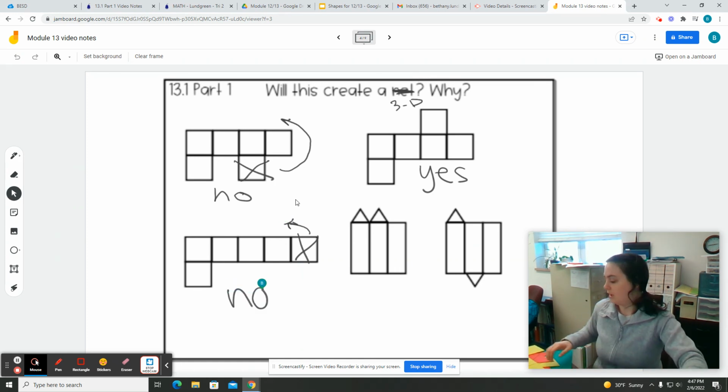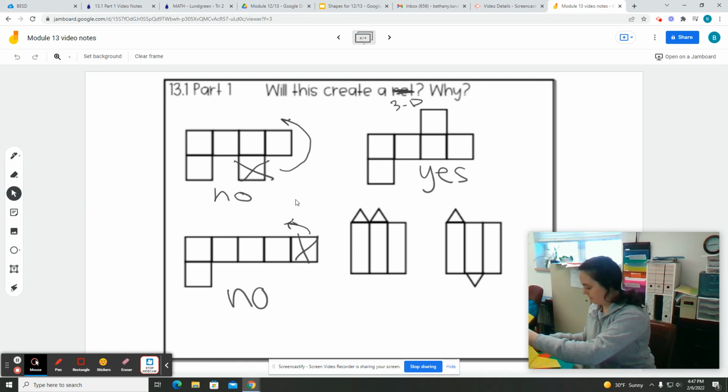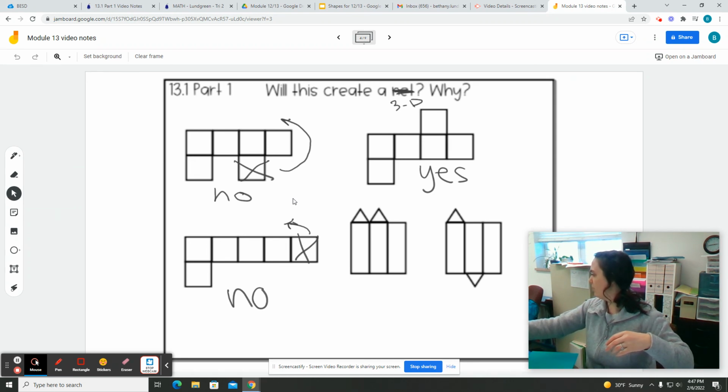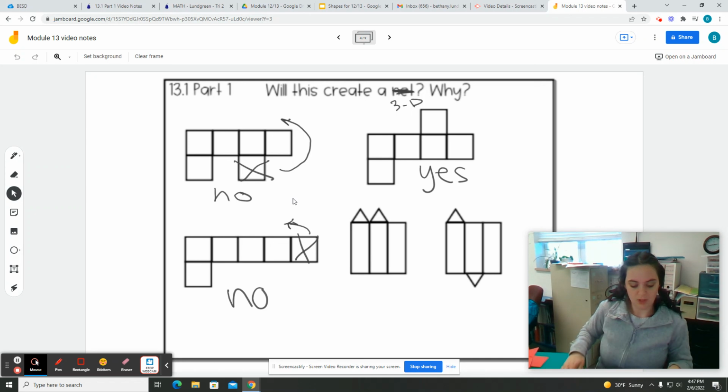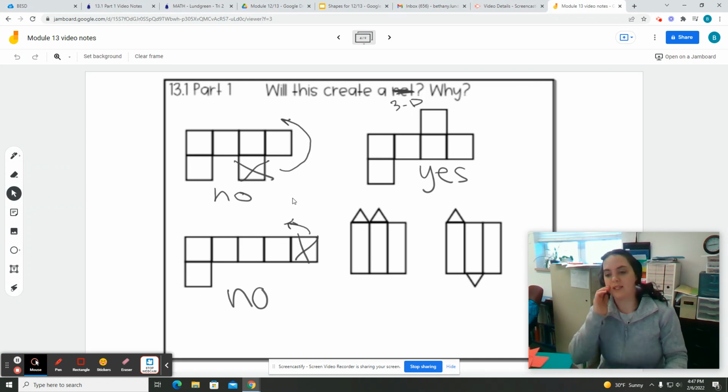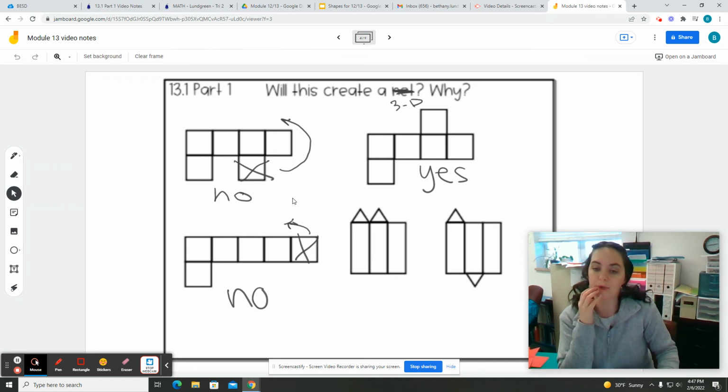All right, let me find my, I thought I had a rectangular prism. Oh, maybe I don't. Rectangular prism is the only one I do not have. That's sad. Well, a rectangular prism follows the same rules as the cube.